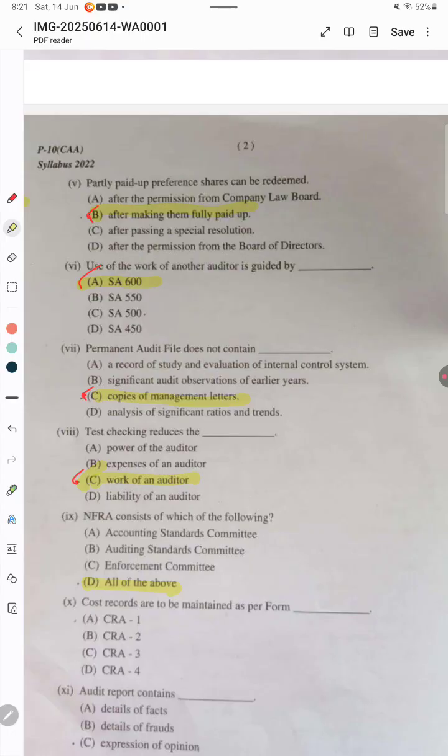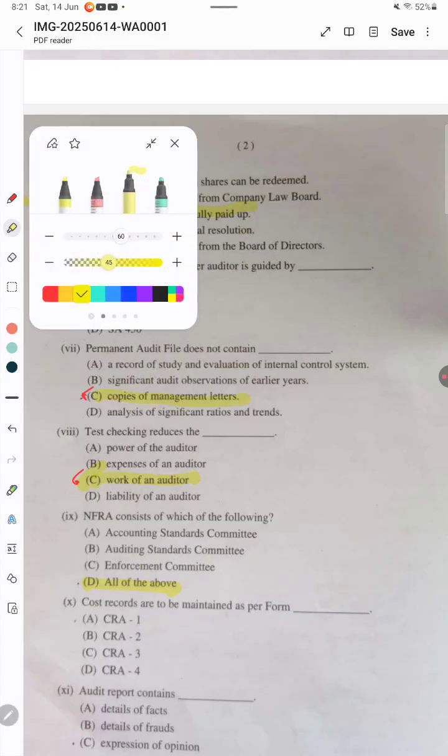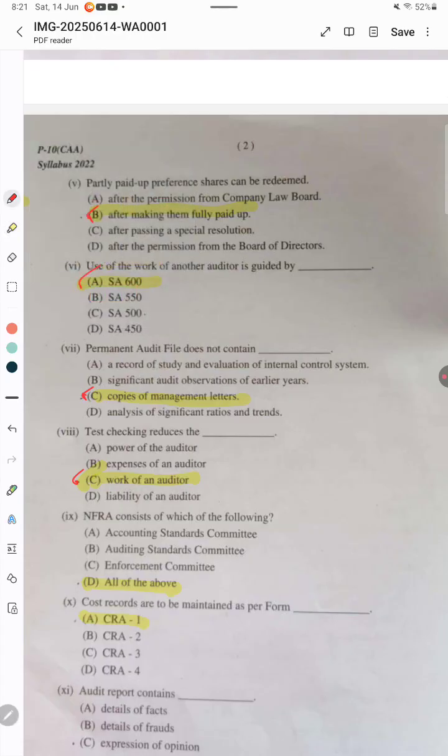And then, cost records are to be maintained as per form CRA-1. That is the correct answer. So A is the correct answer. Please make note of it. A is the correct answer. CRA-1 form.